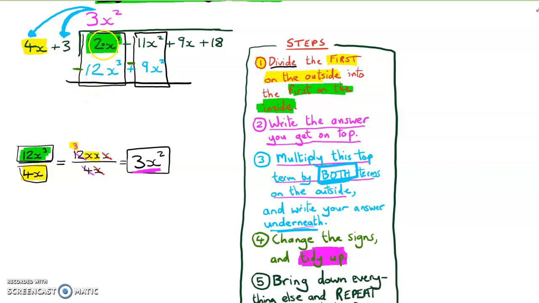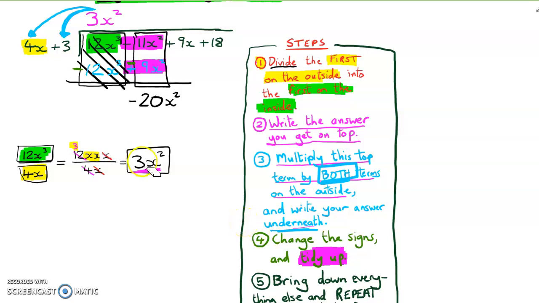Now what should always happen is these first two things should cancel. Because 12x cubed minus 12x cubed, well, they cancel each other out. They're gone. However, over here, we have minus 11x squared minus 9x squared. That comes to minus 20x squared. Okay? Right, so that's step 4.